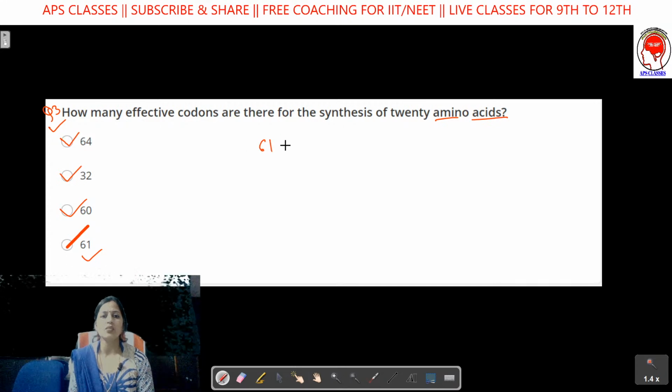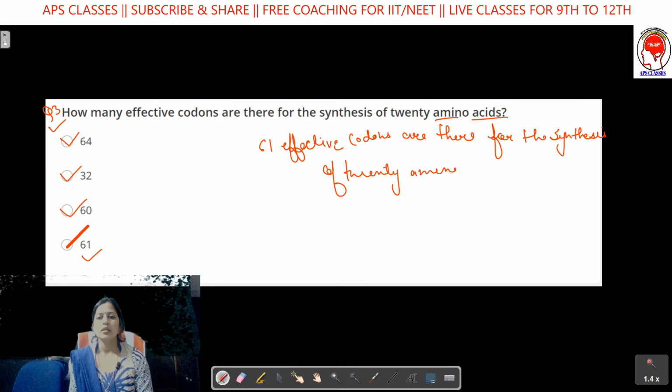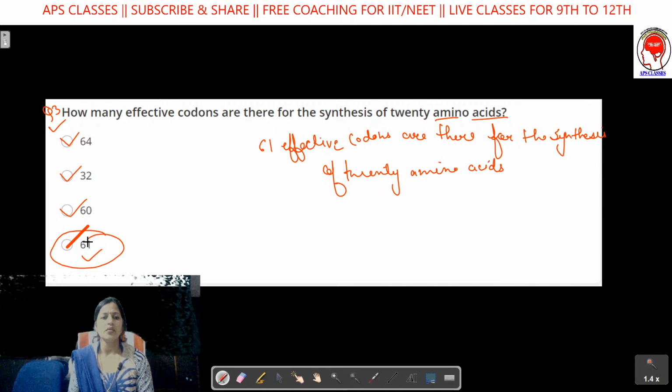That means 61 effective codons are there for the synthesis of 20 amino acids. So 61 is the right answer for question number 3.